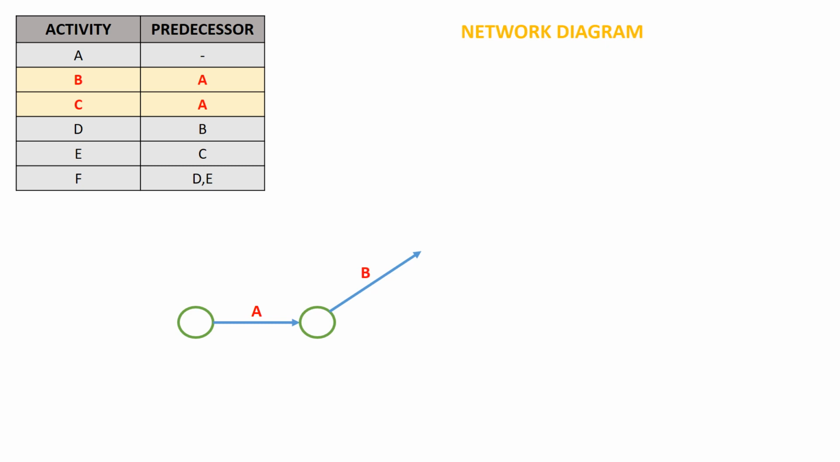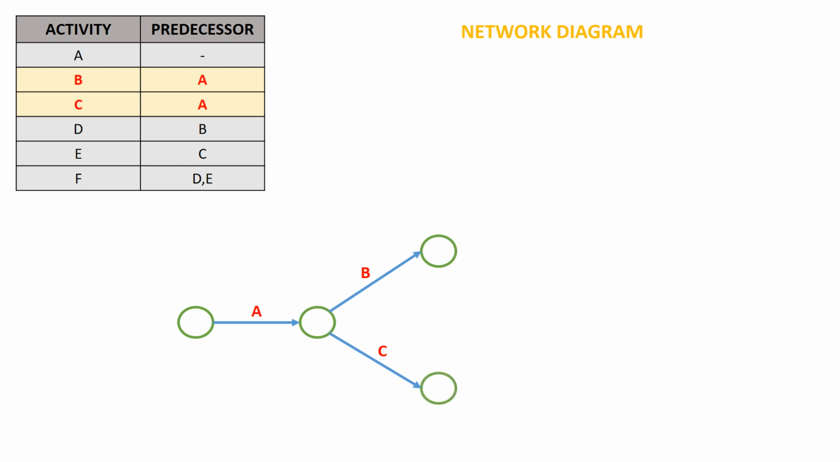After completion of activity A, activity B is going to start. Once activity B is completed, we have to show it with the help of an event. Similarly, we have to draw activity C after completion of activity A, and the completion of activity C has to be shown using an event.